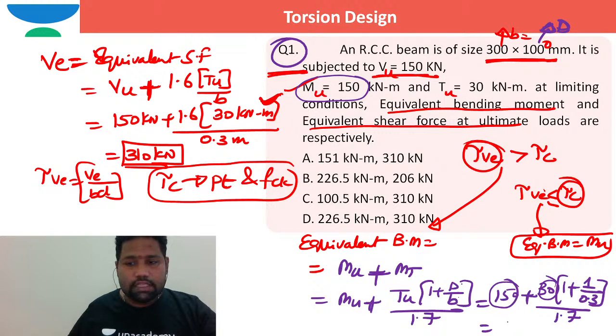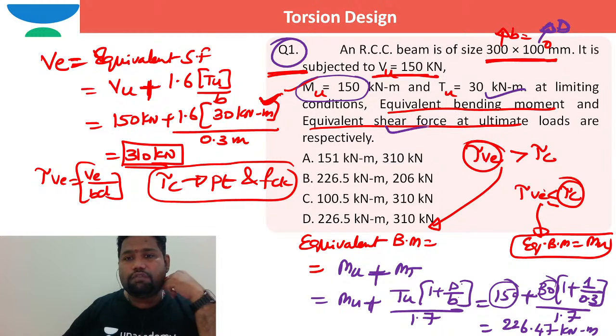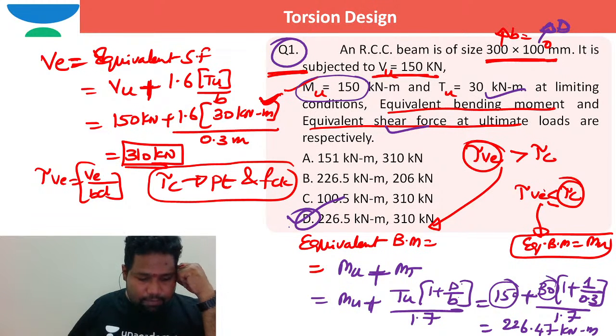If I work this out, the answer is 226.47 kilonewton meter. So what is the correct option? The first one is 226, because they are expecting the equivalent bending moment. The second one is shear force. So the equivalent bending moment is 226 and the shear force is 310. So the correct option is only option D. Is that okay, Shivam Tiwari? Right?